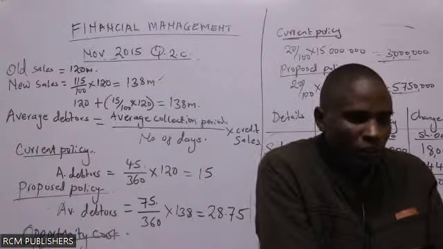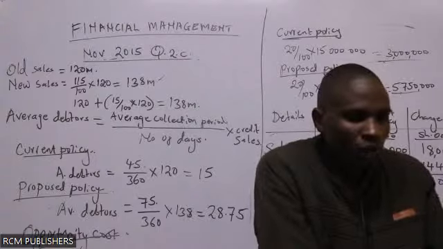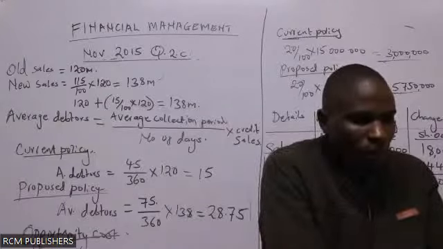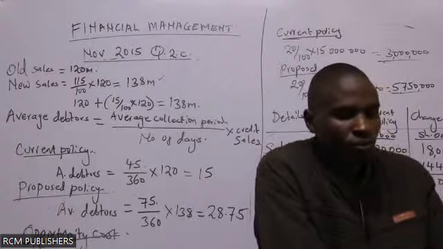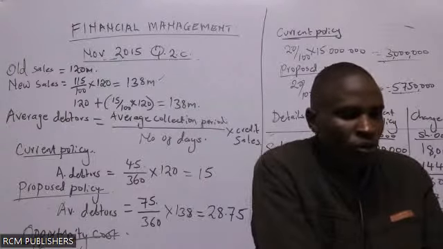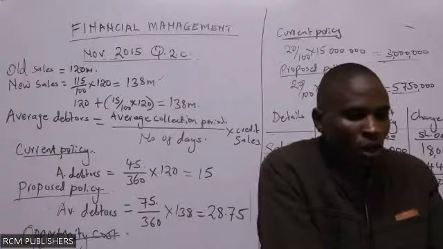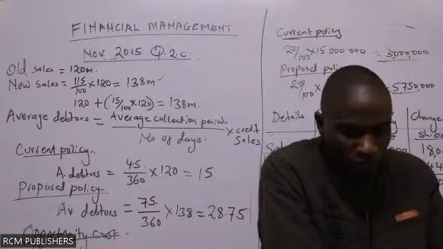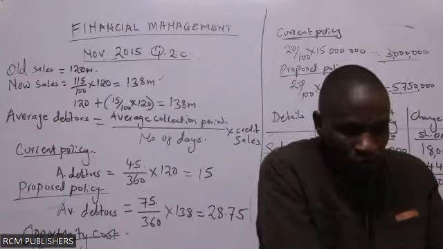The question we just did: how do we use the terms net 30 and net 60? A very good question from Paul. I think someone has shared the question. I will be responding to that shortly.